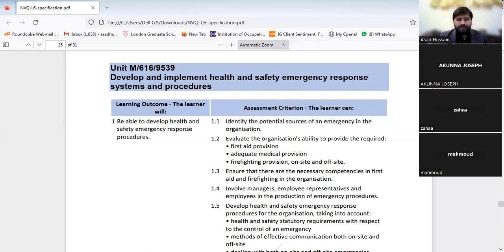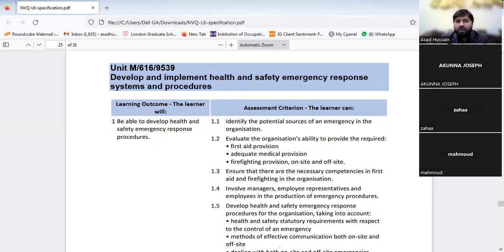So the unit number is M/616/9539. The name of the unit is Develop and Implement Health and Safety Emergency Response Systems and Procedures. As we can see, its name shows that this unit is all about the emergency response plan and procedures, or whatever emergency response systems you have in your organization.